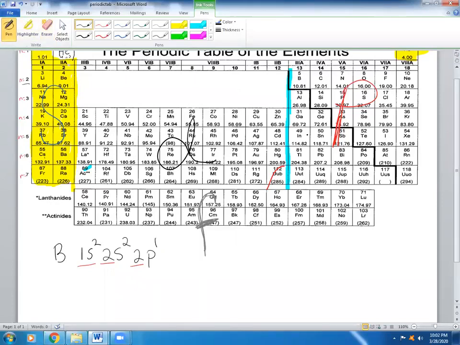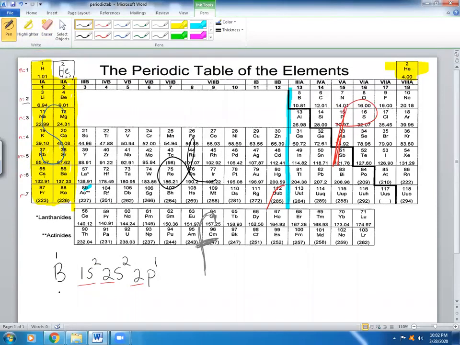It's right here. I kept B for a reason. Okay, you start from the beginning. 1, what area is this? S. How many boxes? 2. S always ends with 2.